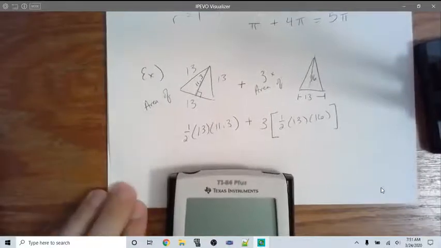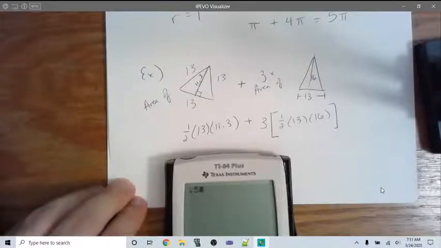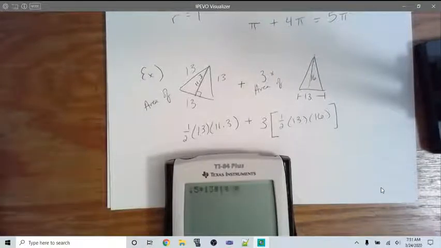So we're just going to bring this thing up here. Now you can't see the buttons I'm pushing, but you can still see what goes in. So we're just going to do 0.5 times 13 times 11.3 plus 3 times 0.5 times 13 times 16. And that's a lot to type into the calculator. It looks really messy. There's a lot of those little multiplication symbols. So it's always good to just look back at it, make sure you typed it in right. I'm using 0.5 instead of 1/2 just to save keystrokes.